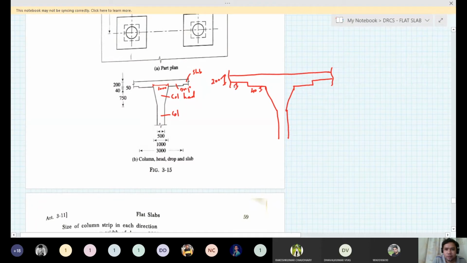This is 200, this is 50, this is 40, and the depth of the column head is 750. The diameter of this is 500, the diameter of this is 1000. The thickness here is 250, the thickness here is 200. So these are the details of your column head.